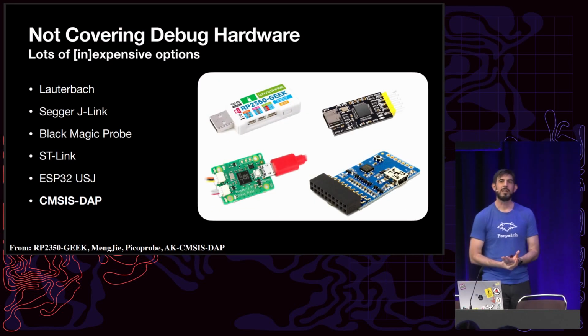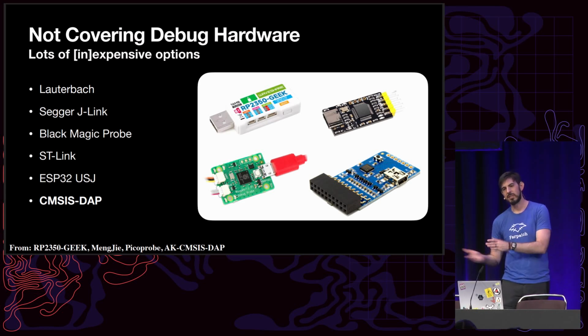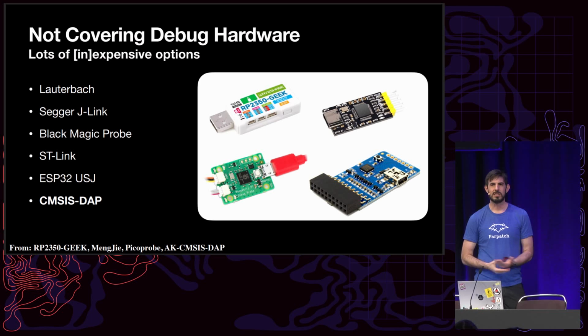What we're not going to cover is the actual debug hardware. There are lots of solutions available that are both very expensive and not so expensive. Lauterbach makes some very nice tools. Segger makes J-Link, which can be very expensive, or if you're educational, it can be very cheap. All of these are very readily available.